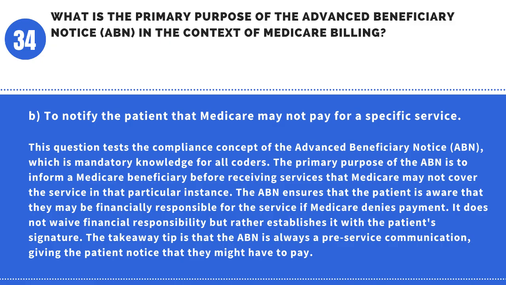This question tests the compliance concept of the Advanced Beneficiary Notice, ABN, which is mandatory knowledge for all coders. The primary purpose of the ABN is to inform a Medicare beneficiary before receiving services that Medicare may not cover the service in that particular instance. The ABN ensures that the patient is aware that they may be financially responsible for the service if Medicare denies payment. It does not waive financial responsibility but rather establishes it with the patient's signature. The takeaway tip is that the ABN is always a pre-service communication, giving the patient notice that they might have to pay.